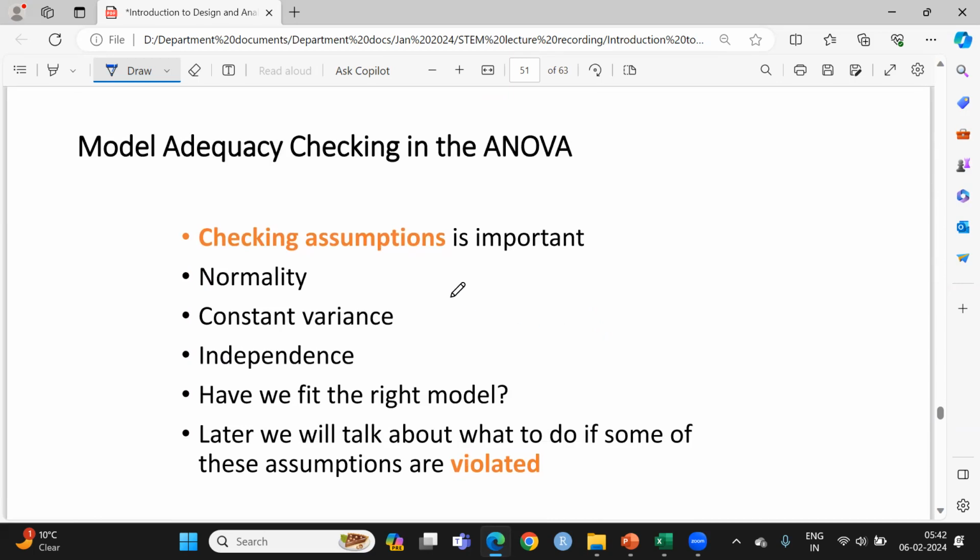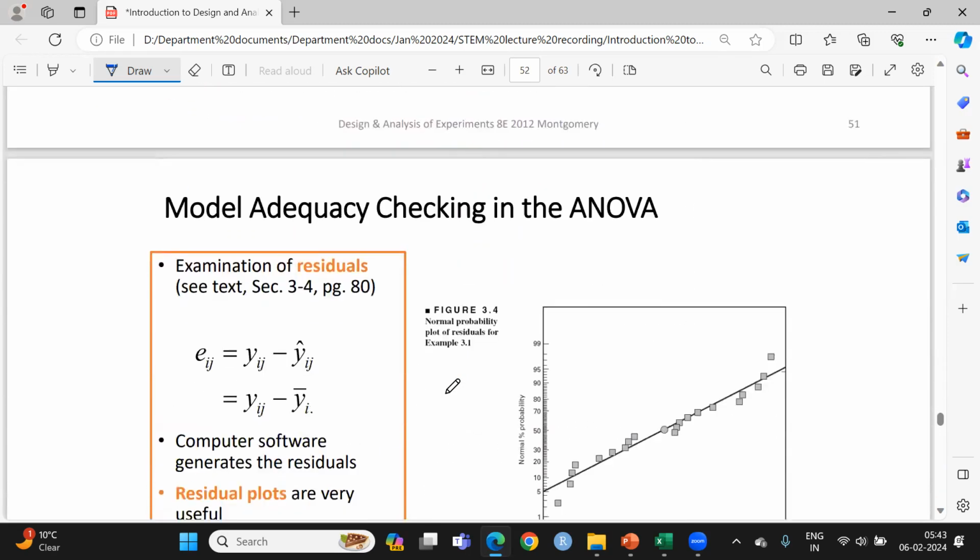So here we have model adequacy checking in the ANOVA. We are checking the same assumptions. Checking assumptions is important: normality, constant variance, independence. So have we fit the right model? Because we have assumed that our data set is coming from a normal distribution, we also have to cross check these assumptions.